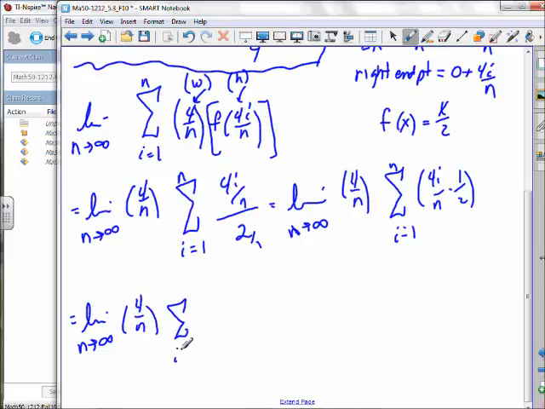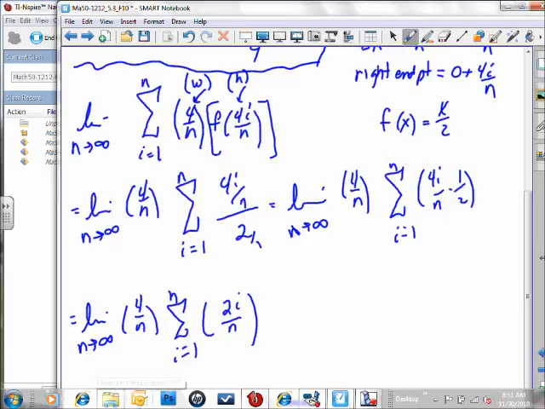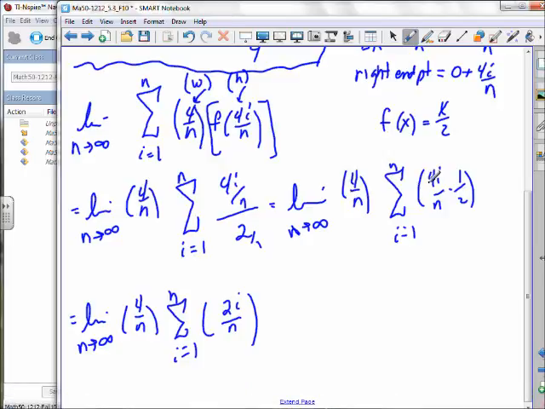Okay, so I have the summation as i goes from 1 to n. And now, let's see, the 2's cancel. 2 goes into 4, so I have 2i divided by n. I'm getting tired of rewriting this whole thing, so I'm going to do some erasing here. But do you see how I got the 2?